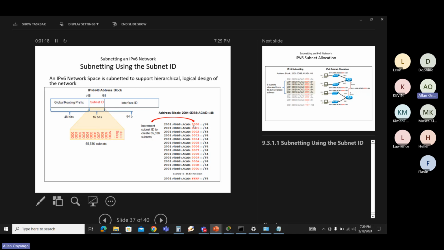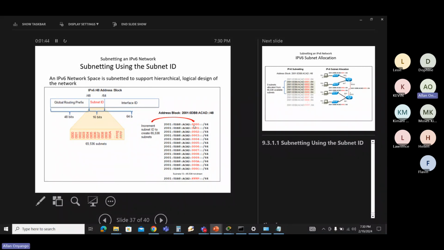In IPv6, we don't create more hosts. Why? Because we have more than enough hosts. There are 340 undecillion, even before we do subnetting. 340 with 36 zeros. We don't need more hosts. How many people are on the planet? Just about 8 billion. And 8 billion is not even a drop in the ocean of the IPv6 addresses we have.